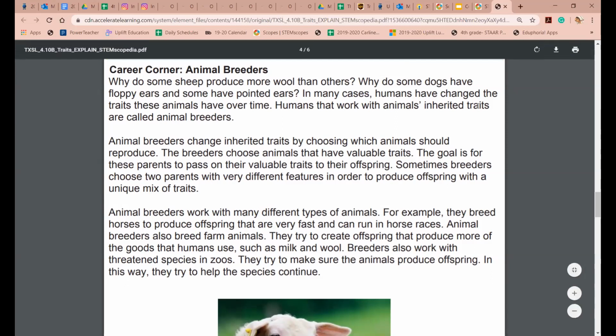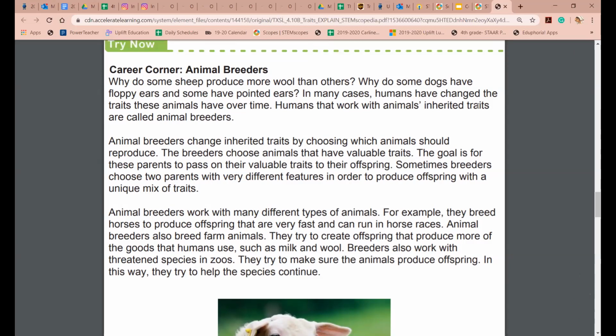So why do some sheep produce more wool than others? Why do some dogs have floppy ears and some have pointed ears? In many cases, humans have changed the traits these animals have over time. Humans that work with animals' inherited traits are called animal breeders. Animal breeders change inherited traits by choosing which animals they should reproduce.